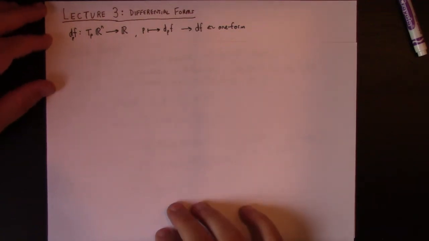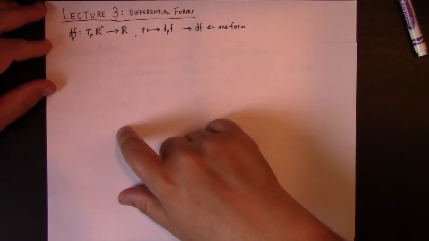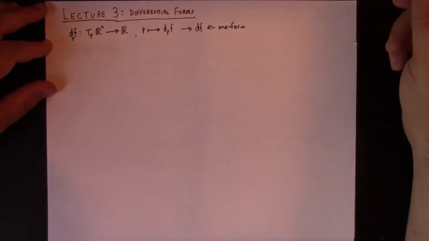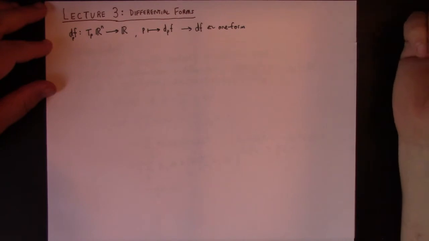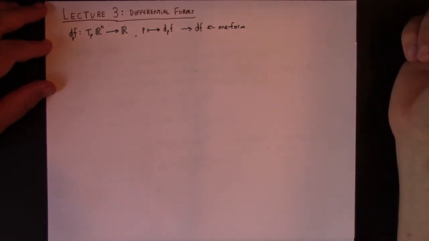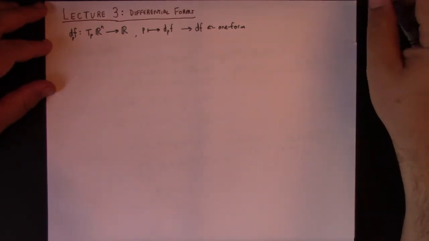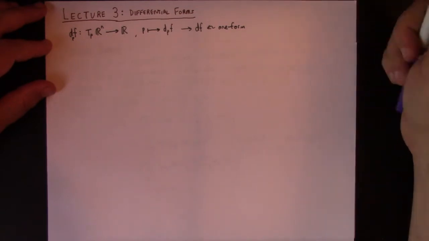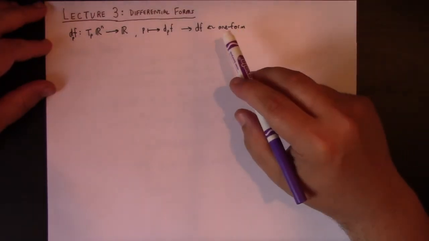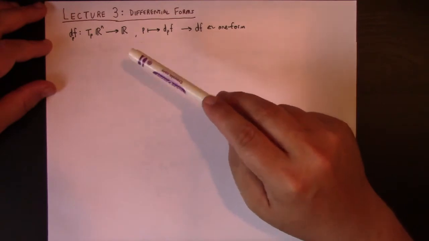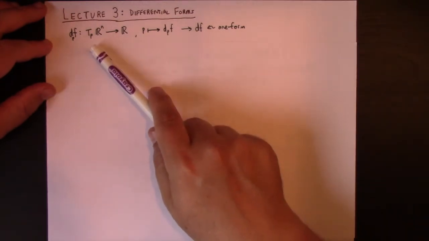So this is lecture 3 on differential forms. There are two main things I need to explain here in order to really make sense of what a differential form is. The one is the wedge product, the other is the so-called exterior differential. So we already saw the first part of the exterior derivative last time when we talked about how to take a function and take its differential.